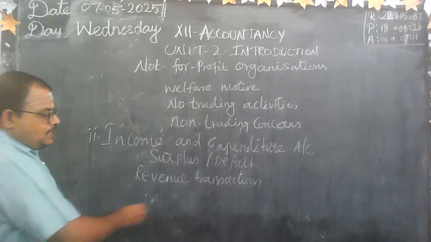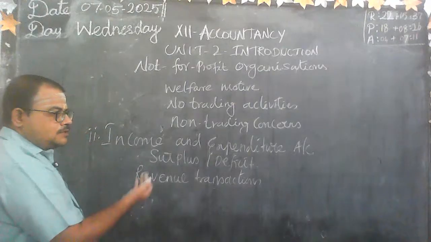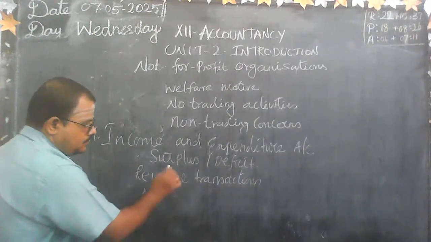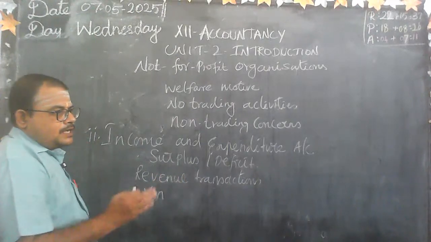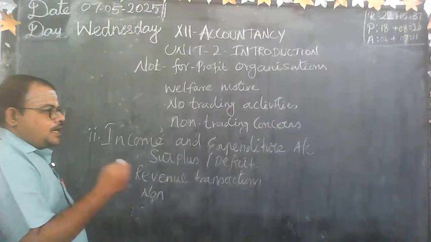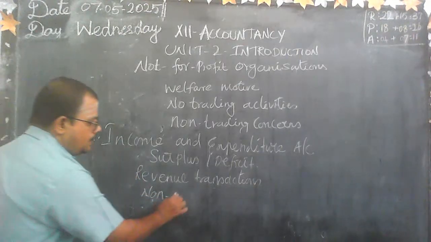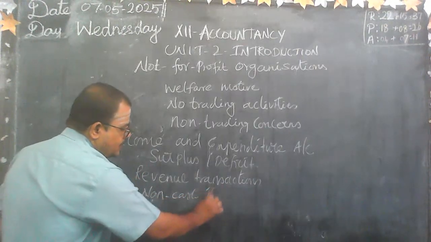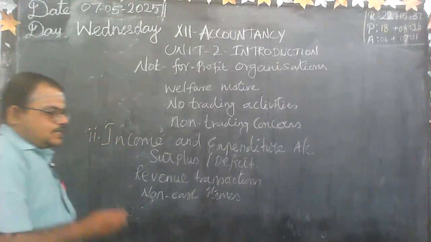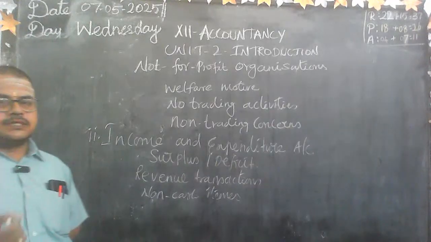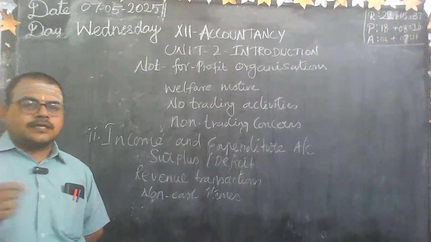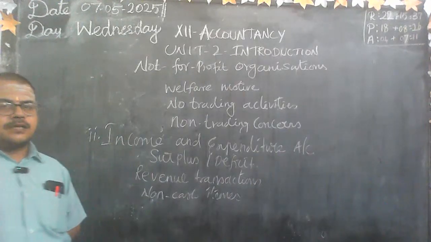And another thing, this account allows us to record non-cash items. Receipts and payment account should not allow recording non-cash items, but income and expenditure account allows us to record non-cash items because this account follows accrual basis. Under accrual basis, we should record cash items and non-cash items.